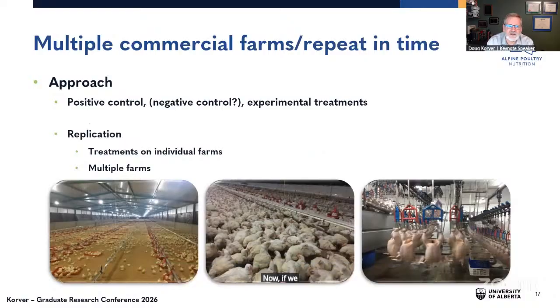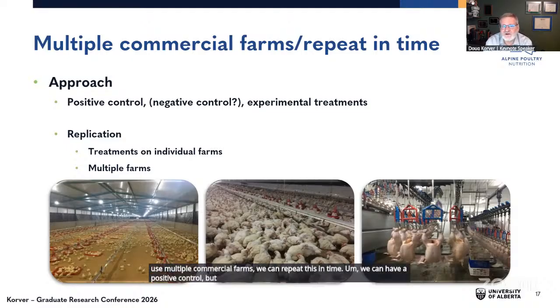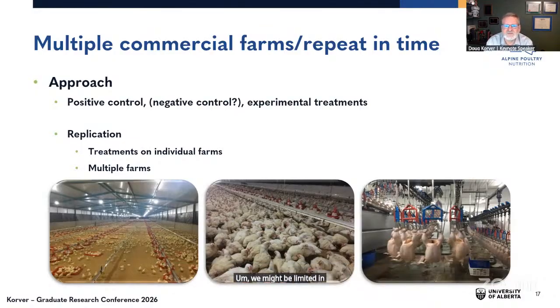Now, if we look at designing experiments and carrying them out in commercial farms, we can use multiple commercial farms. We can repeat this in time. We can have a positive control, but it's very often difficult to have a negative control because we don't want to have a complete loss of protection that antibiotics would give us. We might be limited in the number of experimental treatments.